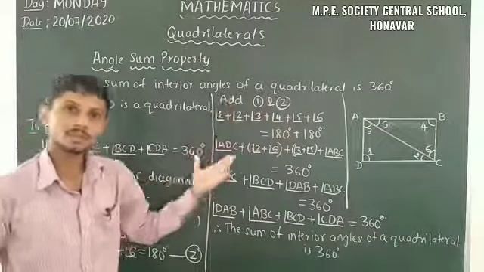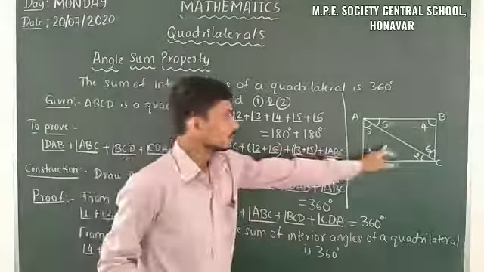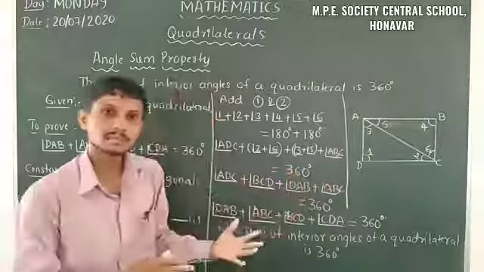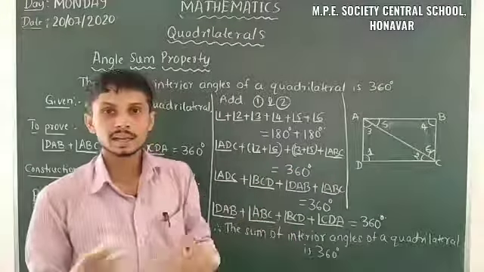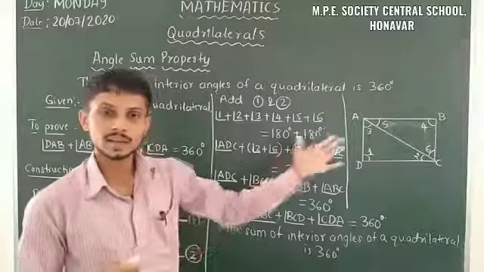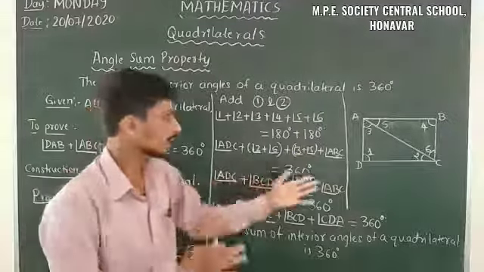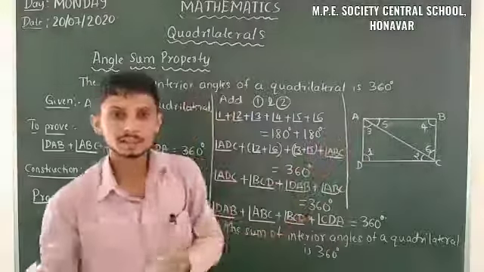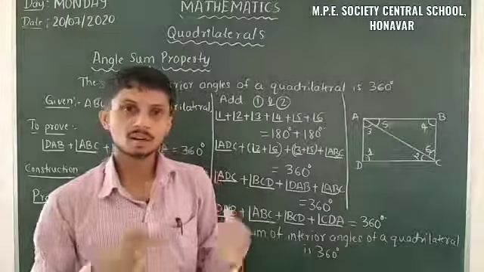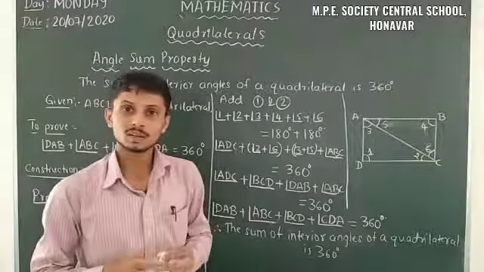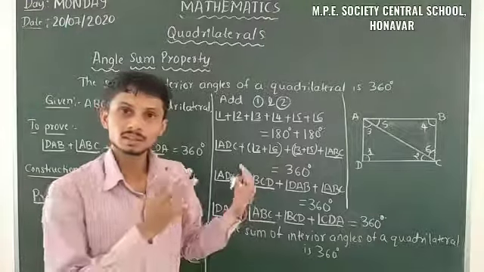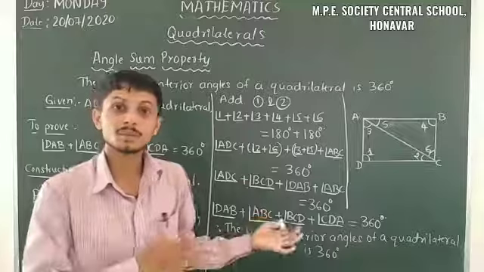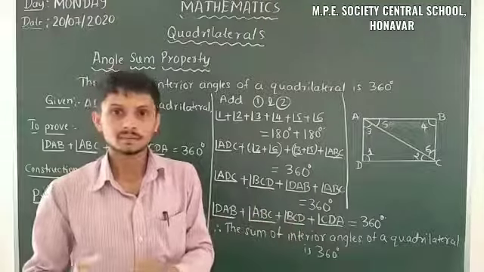So we have proved this by constructing a diagonal AC and considering two triangles, each with angle sum 180 degrees. When we add 180 degrees and 180 degrees, we get 360 degrees. The sum of the interior angles of a triangle is 180 degrees, we already learned that. The sum of the interior angles of a quadrilateral is 360 degrees. It's two times that of a triangle.